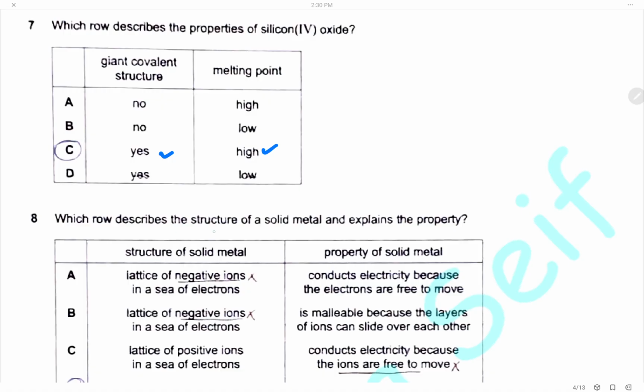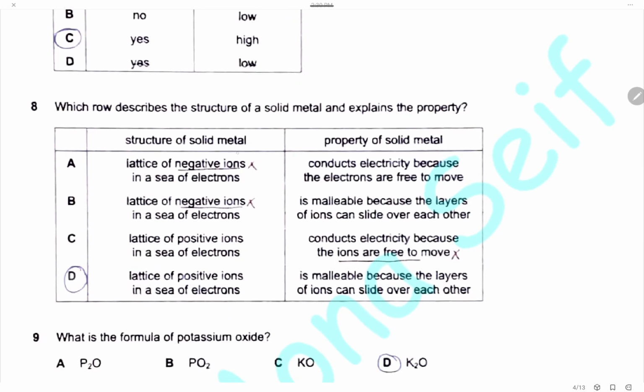Question 8. Which row describes the structure of solid metal and explains why it has this property? Structure of solid metal, lattice of negative ions, this is wrong, and B is also wrong because the structure of metal is a lattice of positive ions.